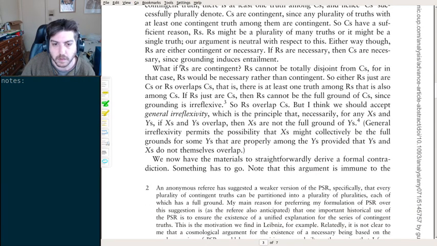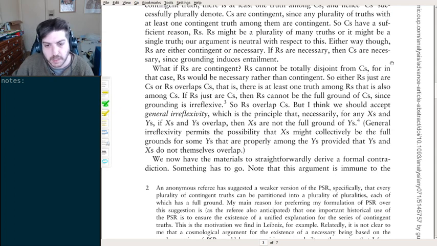So what if the R's are contingent? R's cannot be totally disjoint from C's, for in that case R's would be necessary rather than contingent. Yes, that's fair. So either R's are just C's or R's overlap C's. That is, there is at least one truth among the R's that is also among the C's. So, because contingency spoils the well, that makes all of the reasons for the things contingent reasons.